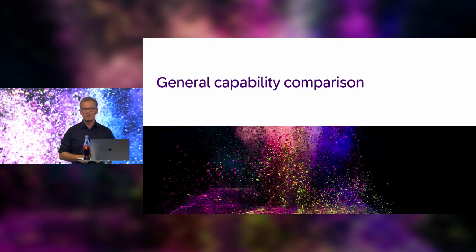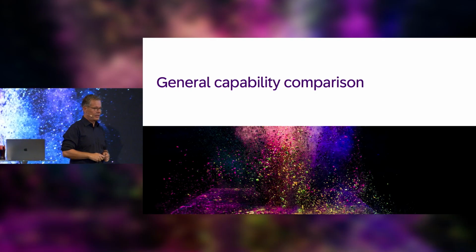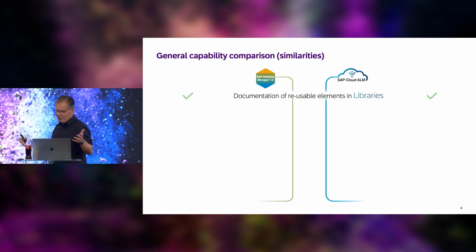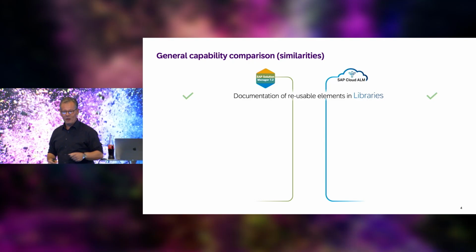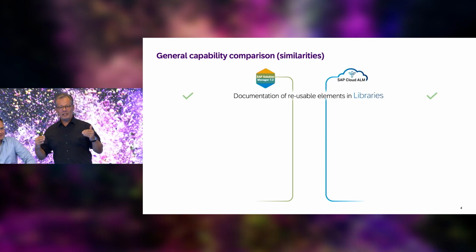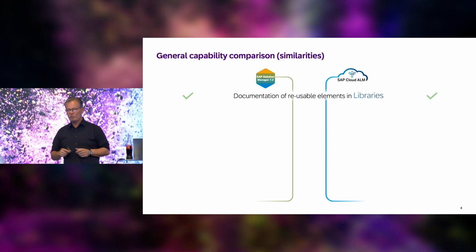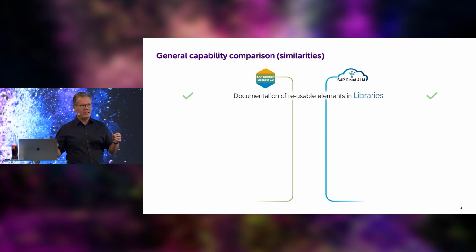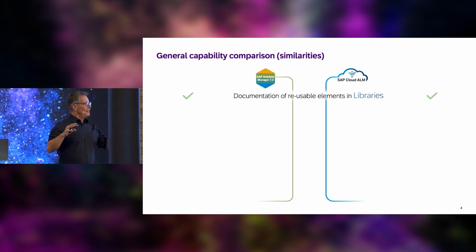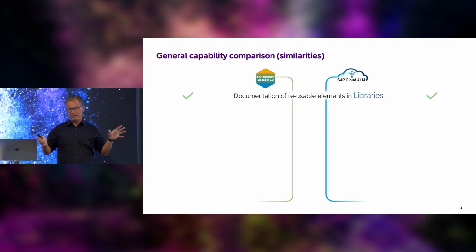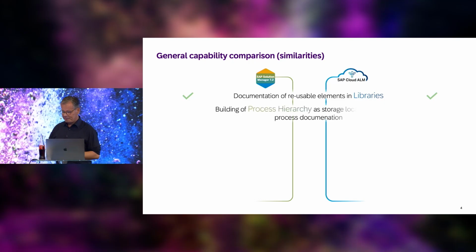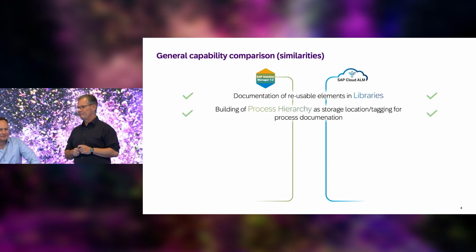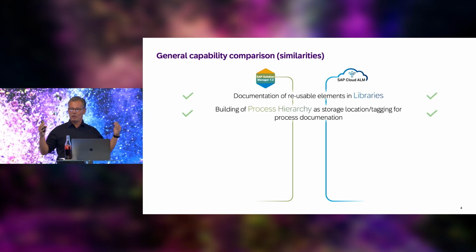Good, let's start with the general capability comparison. And here we have a lot of good news for you. If you look at Solution Manager and SAP Cloud ALM, we can really say that documentation of reusable elements in libraries is available. Maybe not everyone knows that, but trust me, I know. It's on both sides almost the same. So that's quite positive.